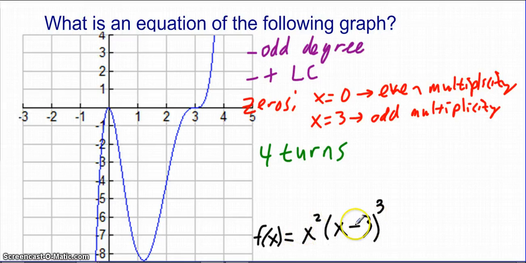So that's how I came up with my answer here. x squared is the zero at x equals 0 with an even multiplicity. (x minus 3) cubed is an odd multiplicity, and 2 plus 3 is a 5th degree polynomial. So we're going to stop this video here, and then we'll have a part 2 to do a couple more examples.